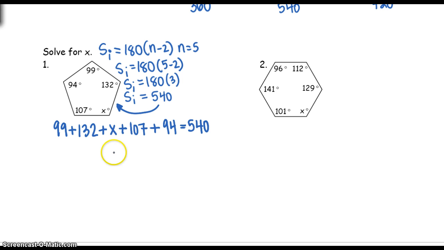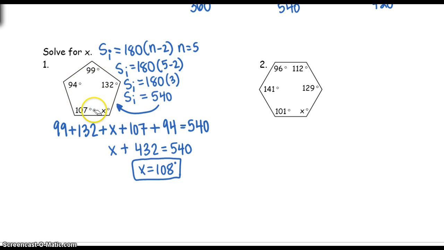All right, so let's combine our like terms. So we have x plus, if I add all these up, I get 432 equals 540. And then what I'm going to do to both sides is subtract 432, and here I'll get 108 degrees for x. So there are two parts to this problem, and a lot of people skip it, and they do really weird things, so just make sure you understand what's happening here. The sum of this is 540, so we set it equal to 540.